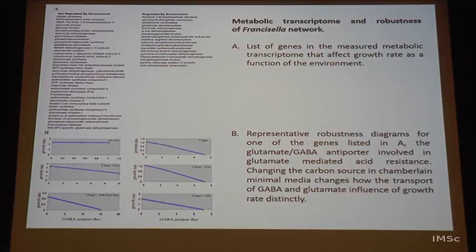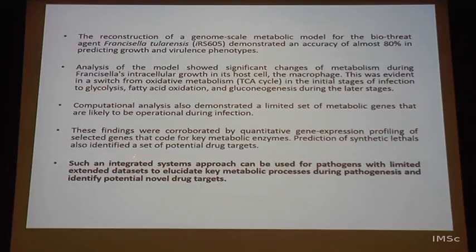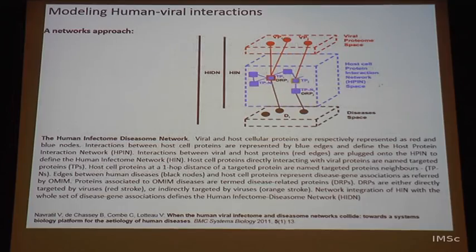We have also modeled the effect of drugs, which means one particular enzyme is inactivated by 50%, 90%, whatever. You can put all of those things in and then find out which enzyme is essential, which reaction is essential for the biomass to occur, and so on and so forth. They find that GABA and glutamate influence growth rate distinctly, and those could perhaps be targeted. So, in summary, let me skip this as well.